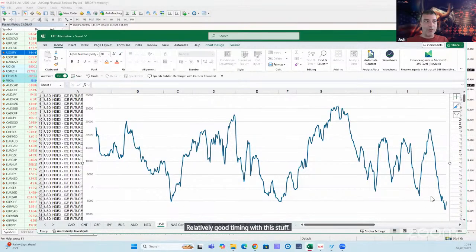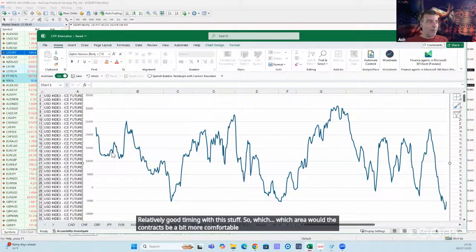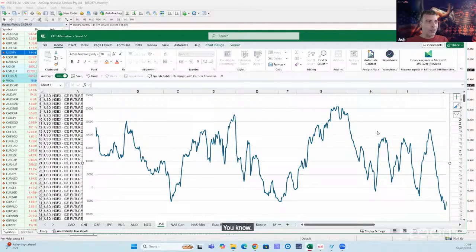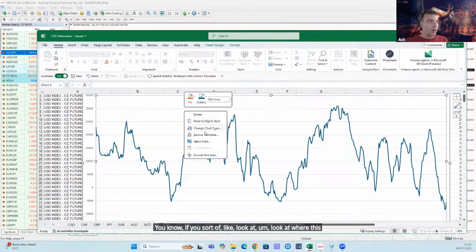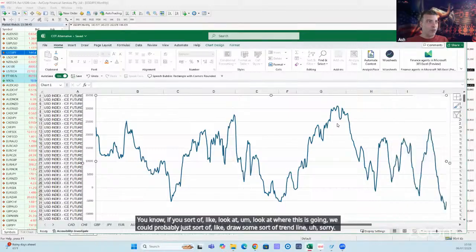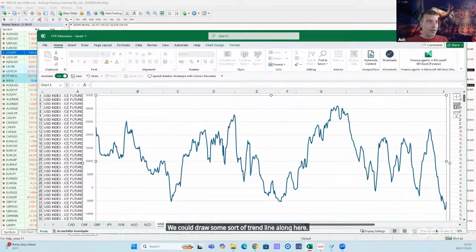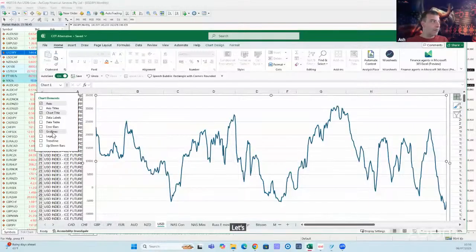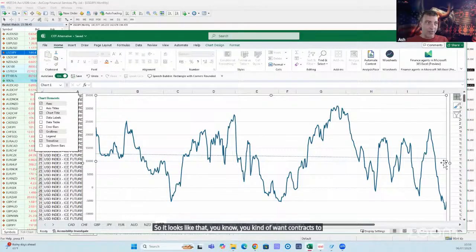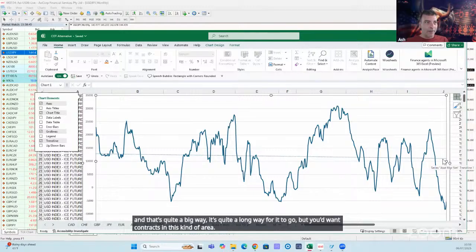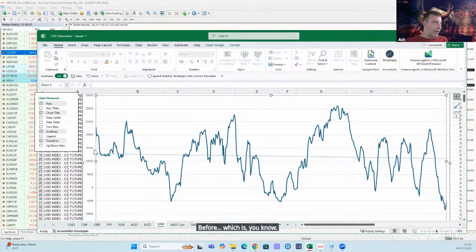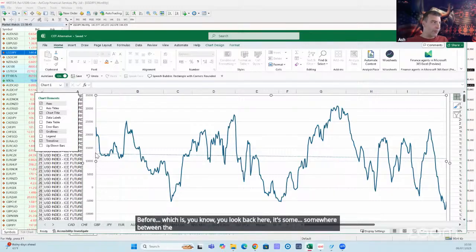So which area would the contracts be a bit more comfortable? Well, somewhere around about the midpoint. If you look at where this is going, we could probably just draw some sort of trend line along here, and see if this might give us a clue. There we go. So it looks like you want contracts to be in this kind of area. It's quite a long way for it to go. Looking back here, it's somewhere between the 10,000, maybe 12,000 mark for asset managers contracts.